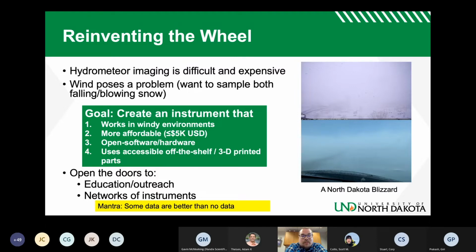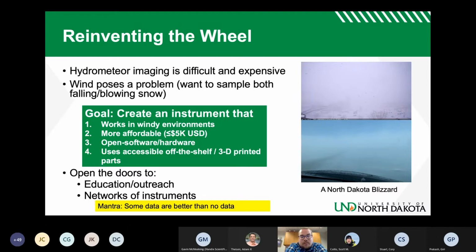So they're expensive. And also, a lot of the instrument design hasn't really been focused on what they do in environments where wind's a problem. And so I started this project with a couple basic things I wanted to accomplish. I wanted to make an instrument that would work in windy environments. I wanted it to be more affordable, which just by that nature would make it more accessible. I wanted the software and the hardware to be open. And the only way to really get that affordability is to use off-the-shelf items and 3D print the other parts.